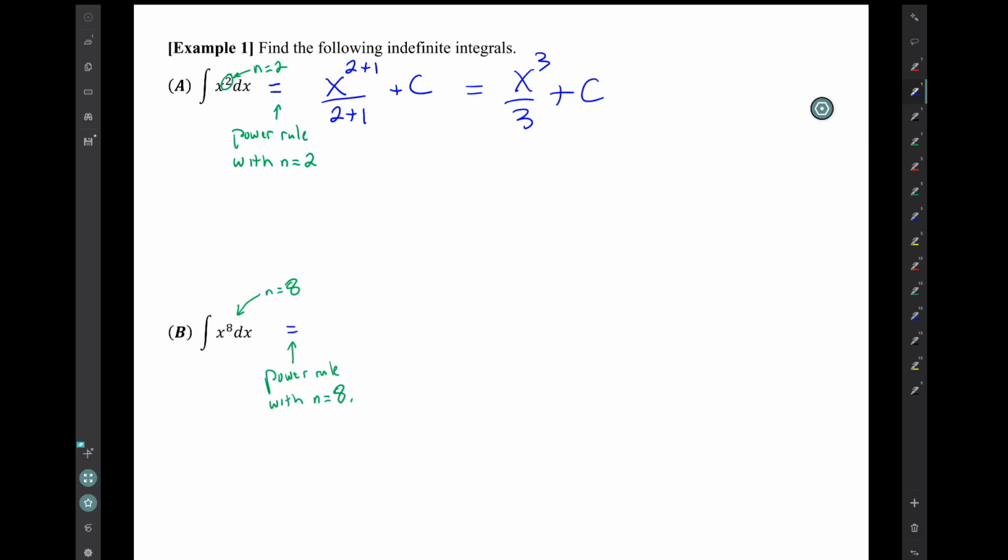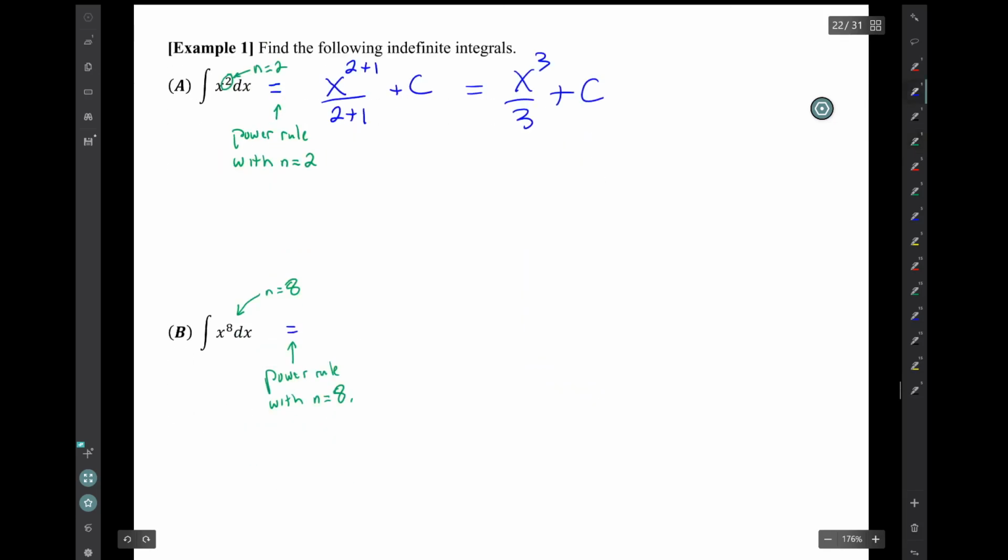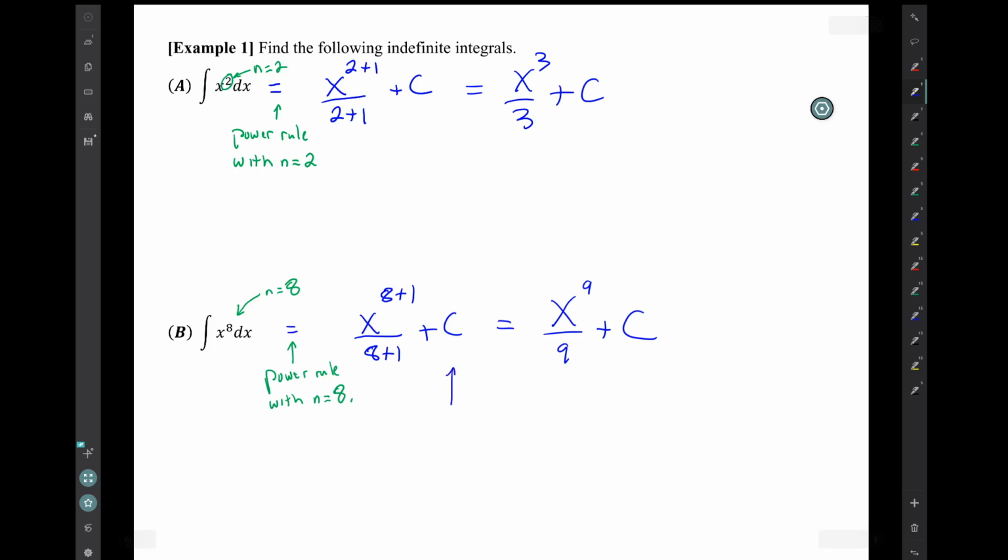So how does that work? Remember, the power rule says you replace this integral expression with this expression. Notice that the plus c goes on right away. As soon as the integration symbol goes away, the plus c gets put on. Let's go on.